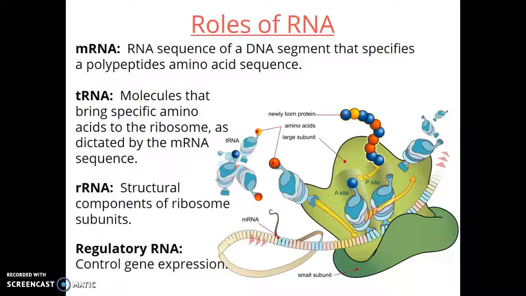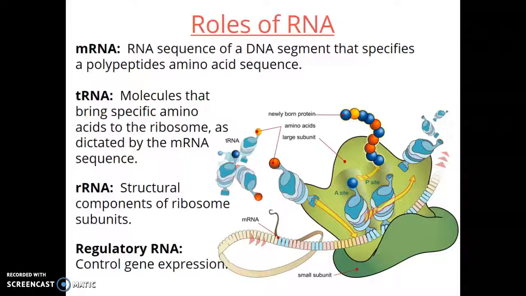tRNA or transfer RNA, these molecules are going to bring amino acids to the ribosome. Okay, they kind of are little taxis for amino acids, and they will carry those amino acids and bind correctly to the mRNA. When appropriate, they will bind to the mRNA to bring in the appropriate amino acid in the correct order. rRNA or ribosomal RNA is basically the ribosome.